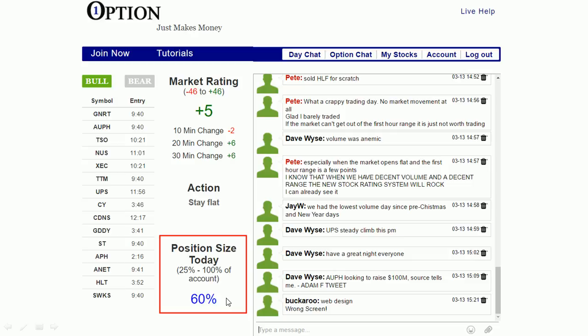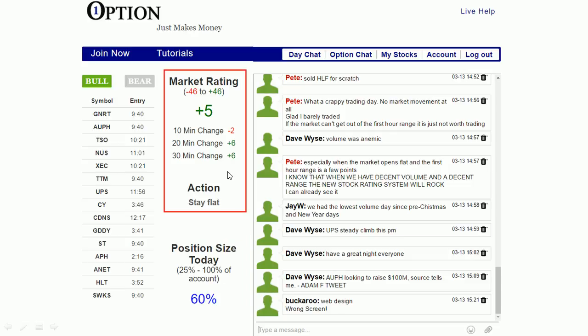And I just want to reemphasize the position size and how important the market rating is. So your steps before you even start trading during the day: check the position size. Let's say that I'm allocating on a normal basis, let's say I'm using $10,000 per trade. Well, if I see a 60%, I should reduce that to $6,000 per trade.